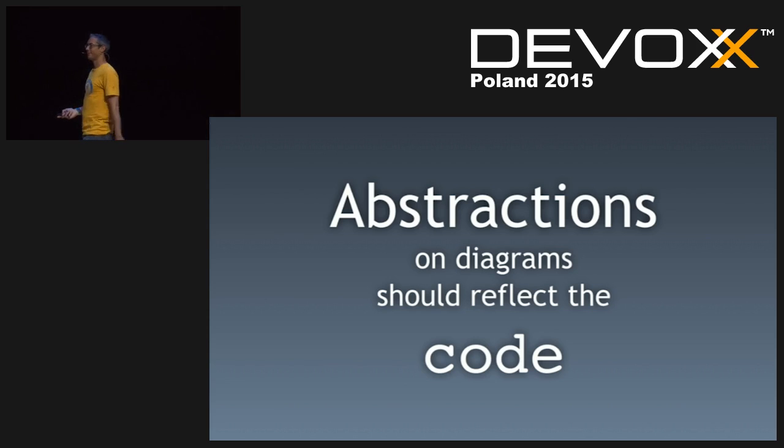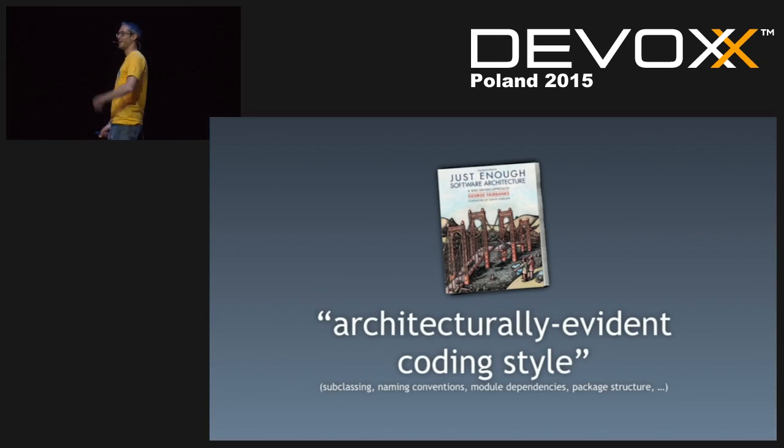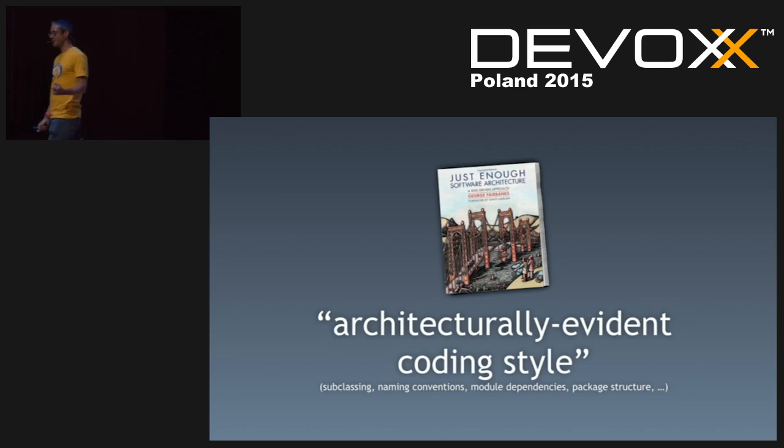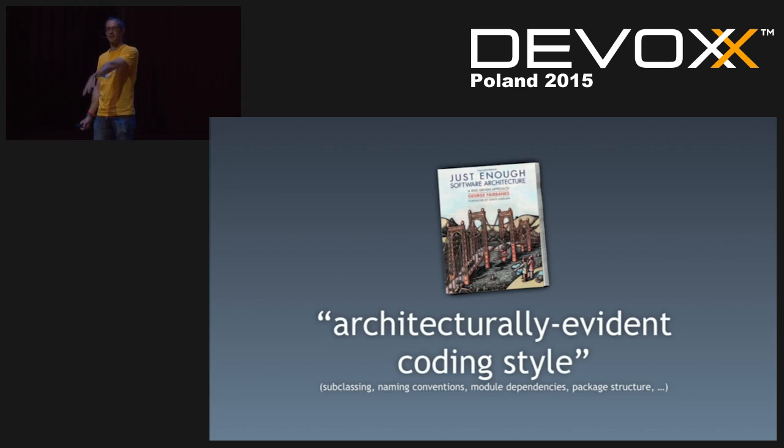Now, I said this is not a new problem, and I've already referenced George Fairbanks' book, where he calls this the model-code gap. Well, it turns out he's also got the answer. And the answer is very simply this. We should use an architecturally evident coding style. An architecturally evident coding style is basically dropping hints and metadata and information about your architectural intent into your code, so that things in your code reflect stuff on your model.